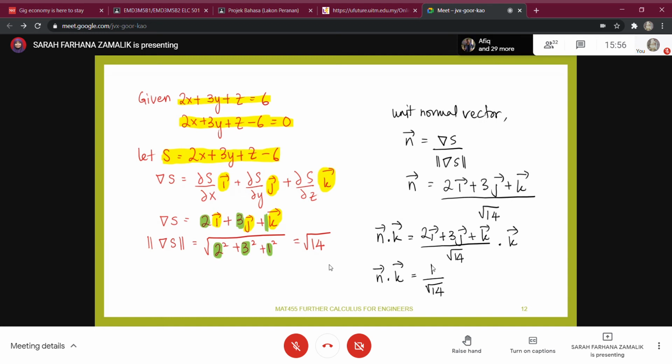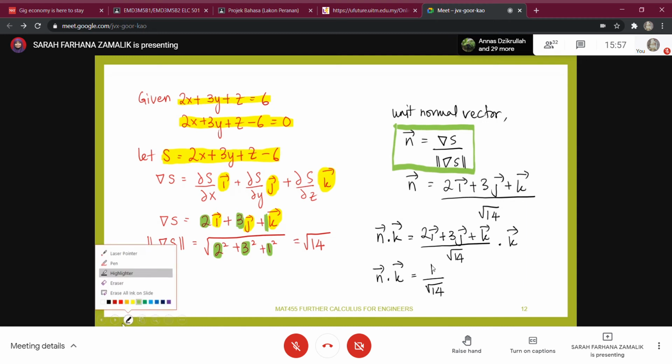Okay, ni sebenarnya semua ni kena cari kenapa? Sebab kita nak cari unit normal. Okay, remember unit normal kita tadi, unit normal vector n equals to the gradient of S divided by your magnitude of gradient S. So masukkan je komponen yang awak dah cari tadi. So unit normal n equals to 2i vector plus 3j vector plus k vector divided by square root 14. And then remember, because your projection is on xy plane, therefore that's why we dot product with k.